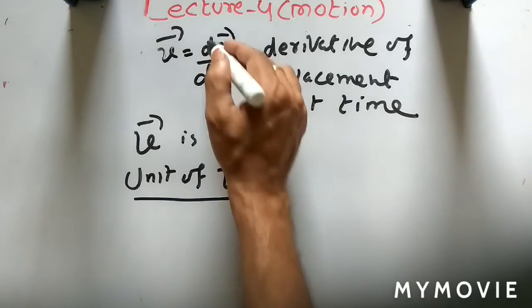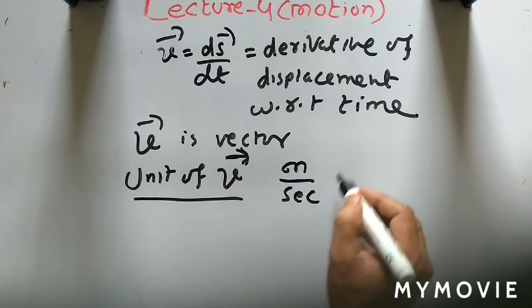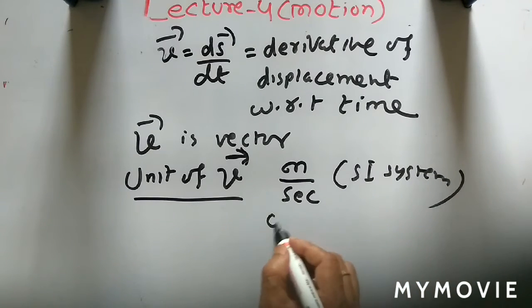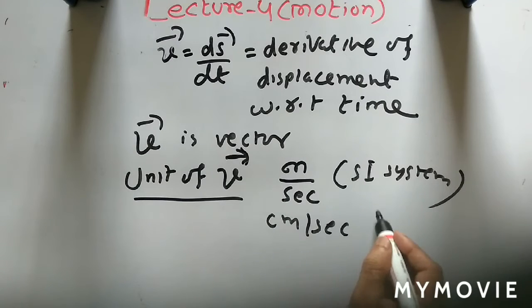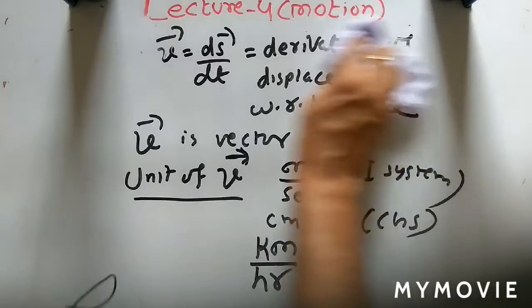So unit of velocity is ds by dt. ds is meter, time is second, so meter per second in the SI system, and in the CGS system it is centimeter per second. Sometimes we may get the unit of velocity as kilometer per hour. So this is about the velocity.